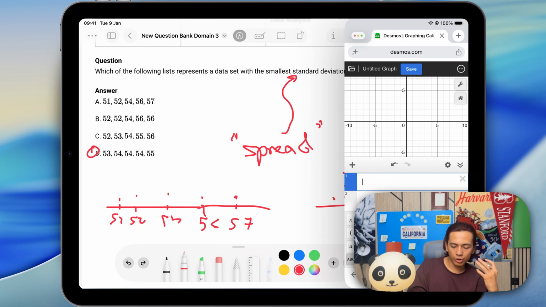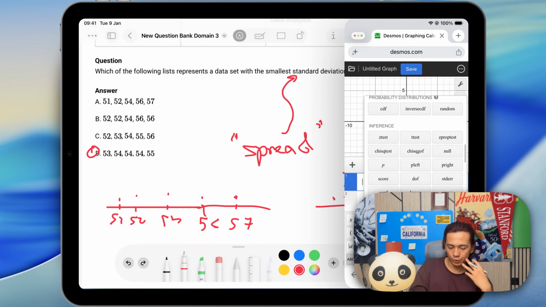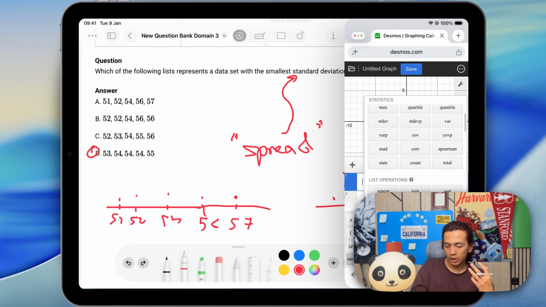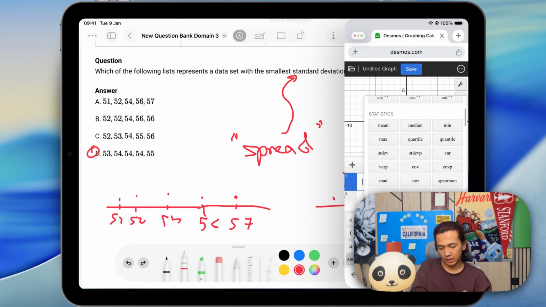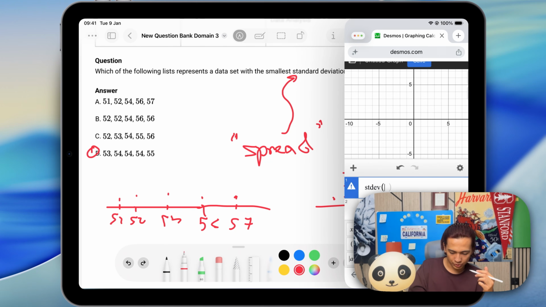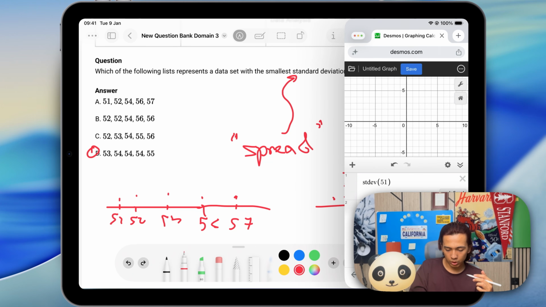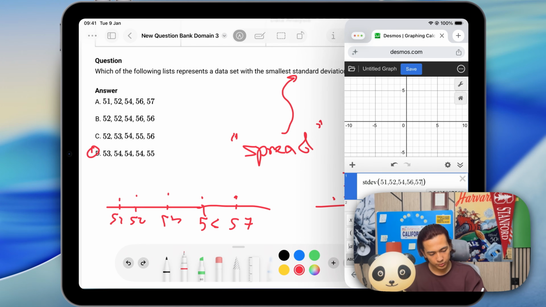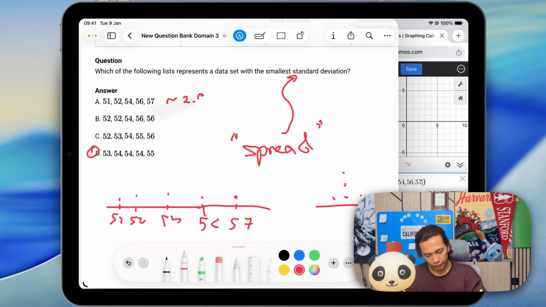If you are not sure, you can utilize Desmos here. How do we do that? In the statistics section, we have STDEV, the standard deviation. You're going to press that. Let's check option A: 51, 51, and 52, 54, 56, and 57. It comes down to around 2.55.